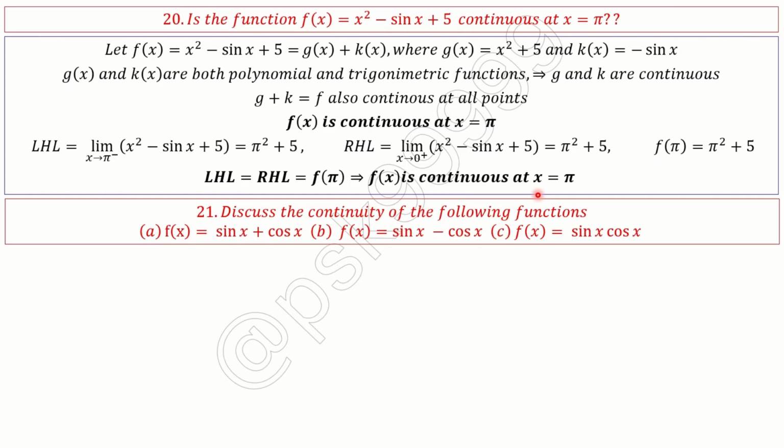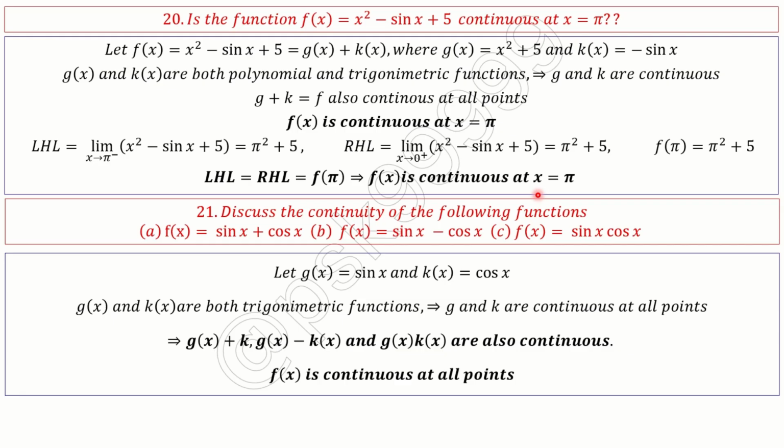Discuss the continuity of the following functions: f of x equal to sin x plus cos x, sin x minus cos x, and sin x into cos x. Okay, so we don't need to actually solve this by LHL RHL method. We know that sin x is continuous because it's a trigonometric function for all values of x. Cos x also continuous for all values of x. So if you call sin x as g, and cos x as k, then g plus k is continuous because both are continuous. G minus k also will be continuous. G into k also continuous, correct?